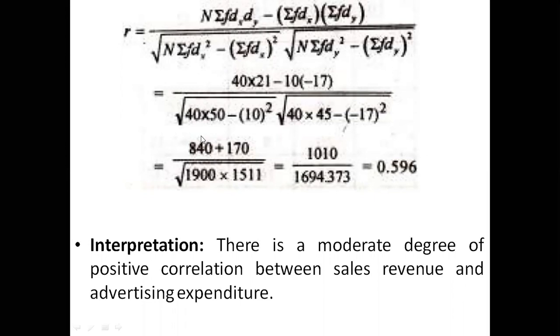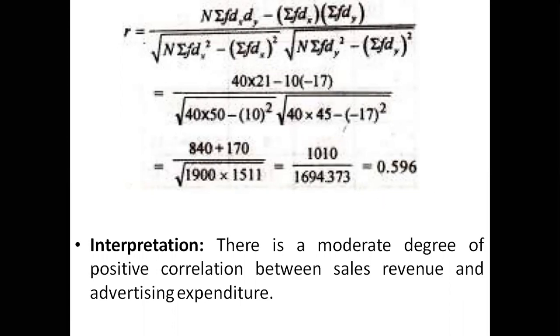Upon again n is 40 multiply by sigma f d square x, which is 50 as we have calculated in the table, minus f dx whole square, the value of f dx is 10 as we have applied in the numerator also in place of f dx, multiply by n is 40, multiply by sigma f d square y, the value is 45, minus in bracket we have minus 17, which is the value of sigma f dy. Solve this equation, we get the answer which is 0.596.